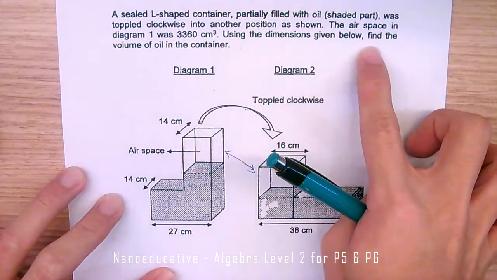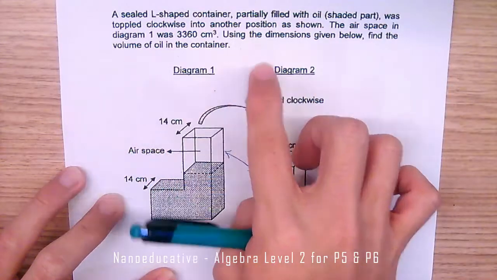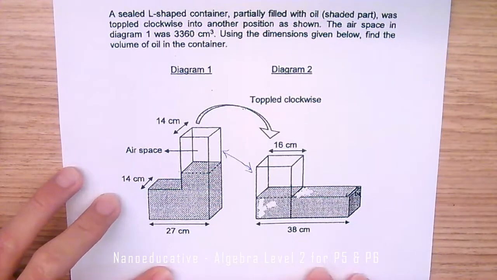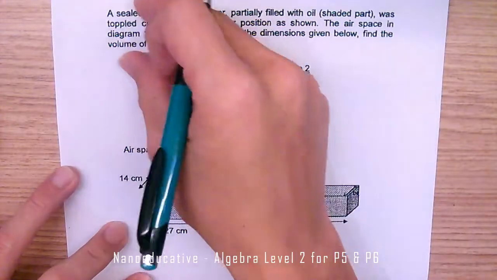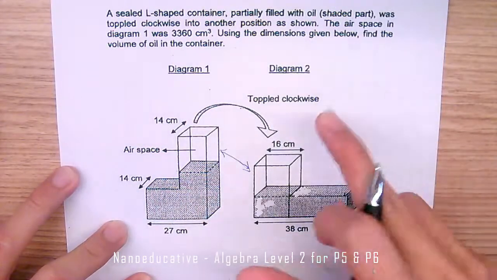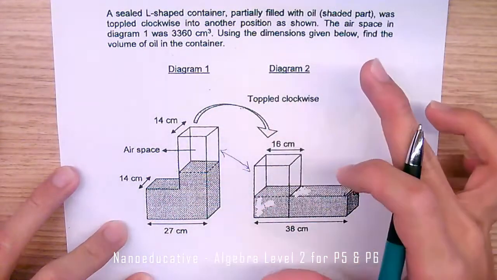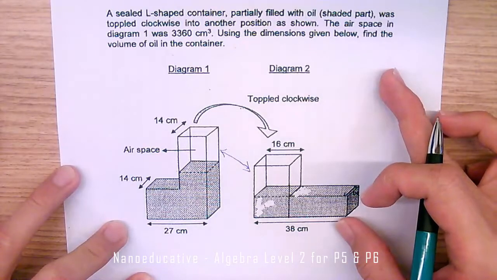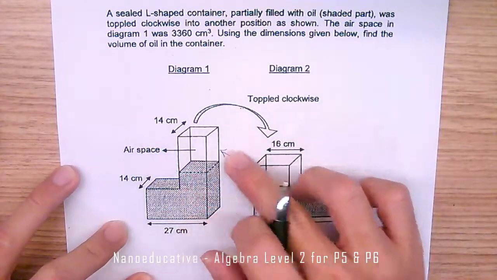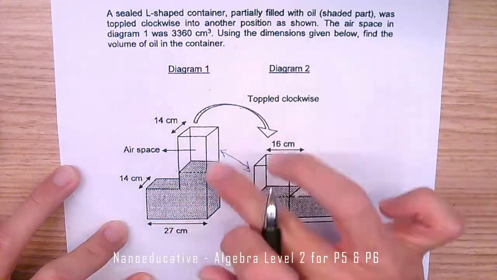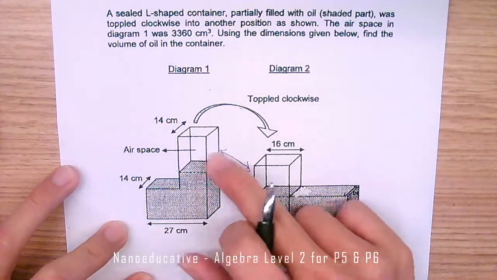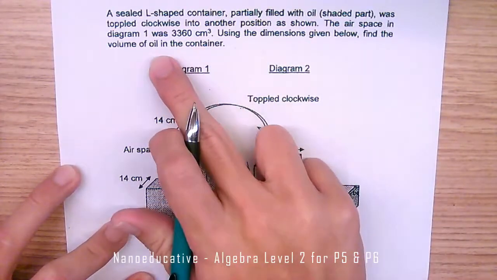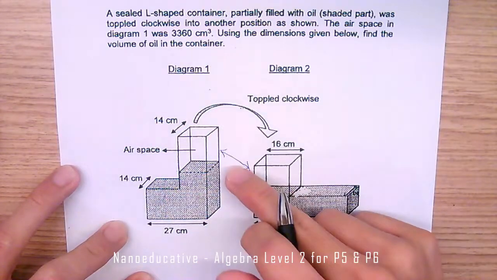They said using the dimensions given below, find the volume of oil in the container. This is one of those typical questions where the information here and the information here does not directly give you the answer, or it makes it very difficult for you to directly come up with a strategy. So in a case like that, where you cannot come up with a strategy straight away to find the volume of oil inside the container, what do you need to do?